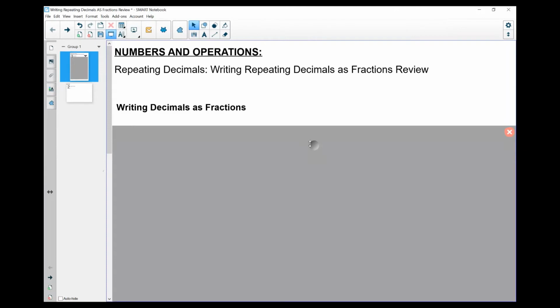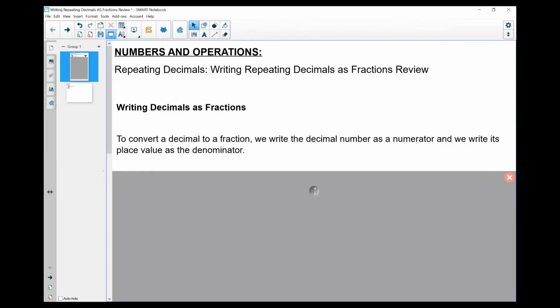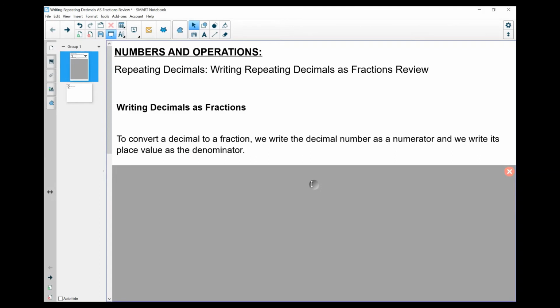Writing decimals as fractions. We did this on Monday. I said Friday. My bad, you guys. We did this on Monday. And so here's just a definition of what we did Monday. To convert a decimal to a fraction, we write the decimal number as a numerator, and we write its place value as the denominator. Remember, I gave y'all a simple 1/2. Well, what is 1? That is your numerator. And then 2 is your denominator.